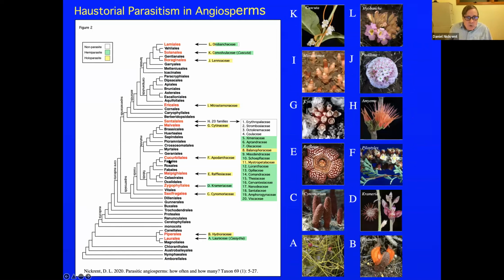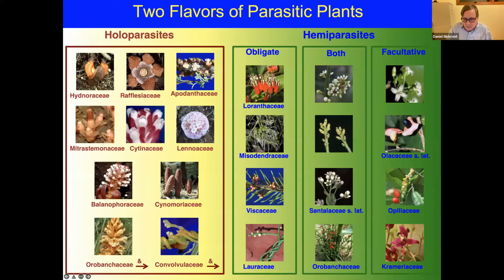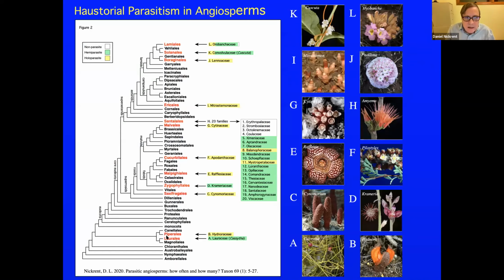This is the arrangement of orders, if you will, within the flowering plants, from Amborella all down at the base, all the way up to the Lamiales that we're going to talk about today. And in red are all the cases where we have haustorial parasites. So immediately you can see parasitism has evolved multiple times independently, in fact, 12 times. That was the topic of my paper, Parasitic Angiosperms, How Often and How Many. It looks like we have actually 12 independent evolutions of haustorial parasites. And that's what we see over there with the letters that are keyed to the tree.